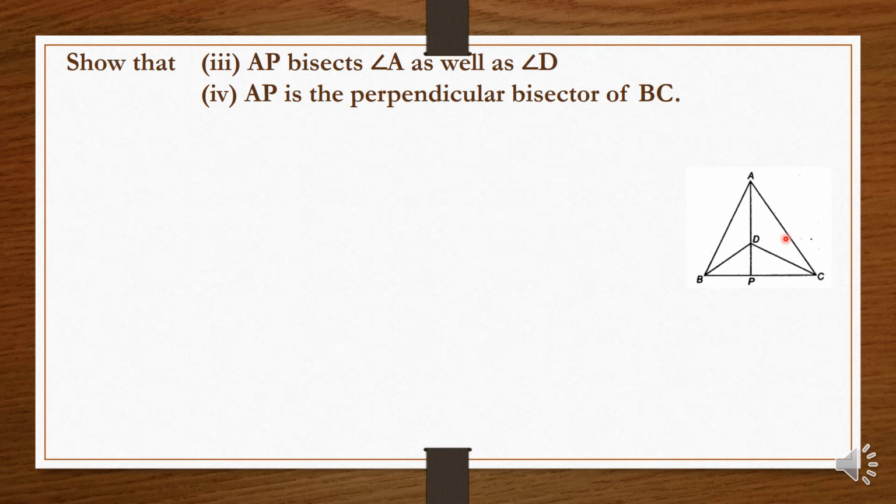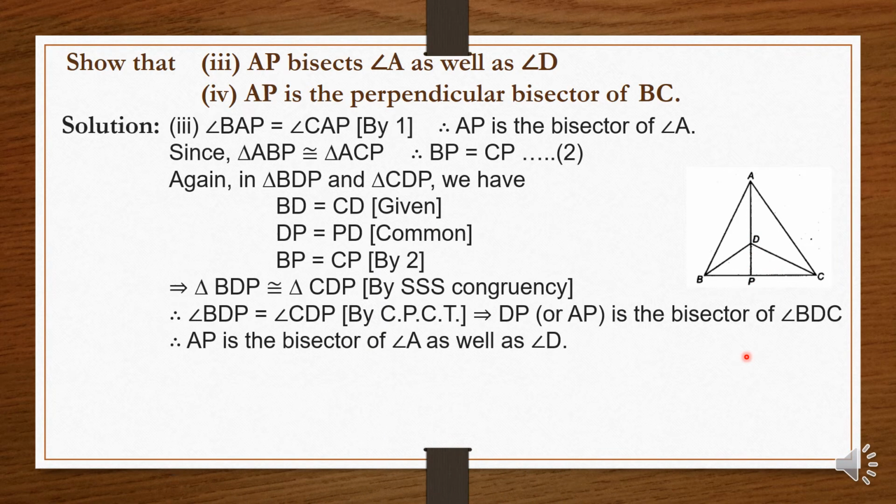Now it's the turn for angle D. So for angle D, we can choose these two triangles. The reason is, to prove that angle D is bisected by AP, we have to show that angle BDP is equal to angle CDP. And to prove that these two angles are equal, we can take these two small triangles and prove that they are congruent. If they are congruent, then we can say that by CPCT, these two angles will be equal and hence DP or AP will bisect it.